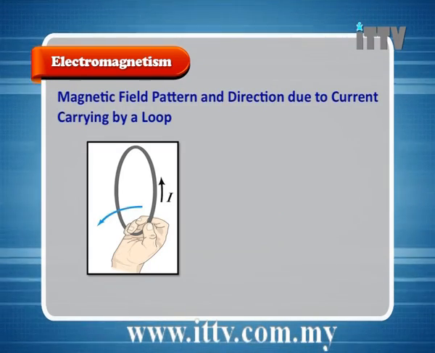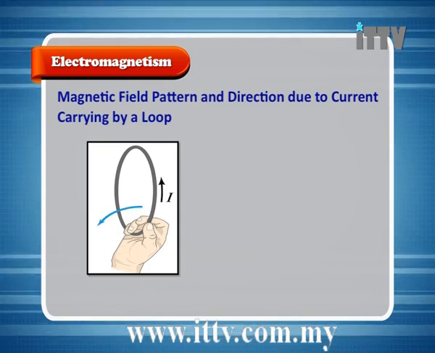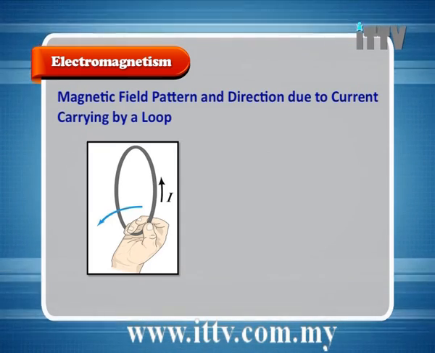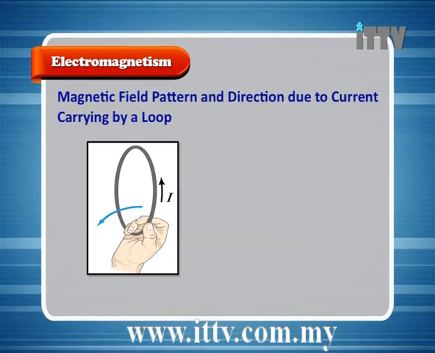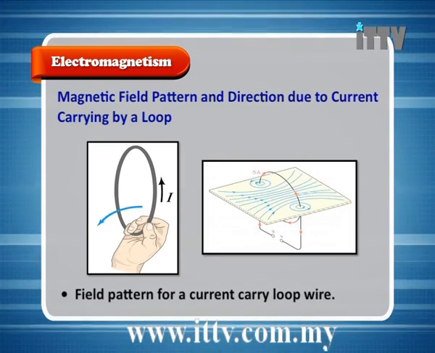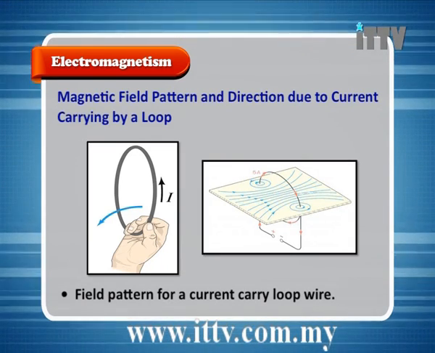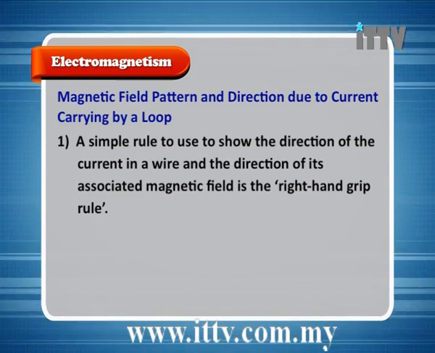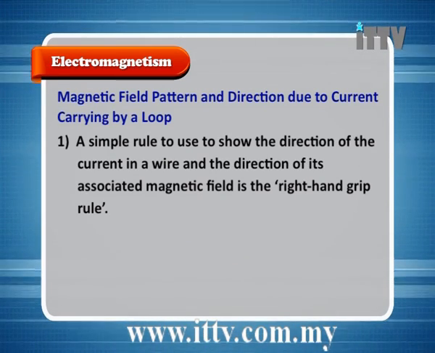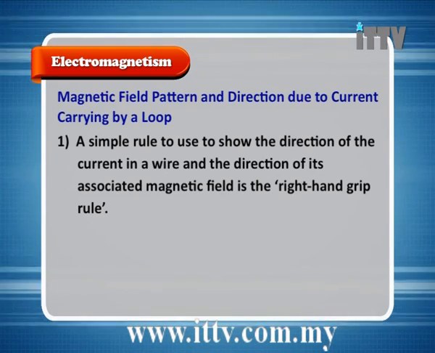Magnetic field pattern and direction due to current carried by a loop. In the diagram, you can see a loop of wire. Now you can see the field pattern for a current-carrying loop of wire.